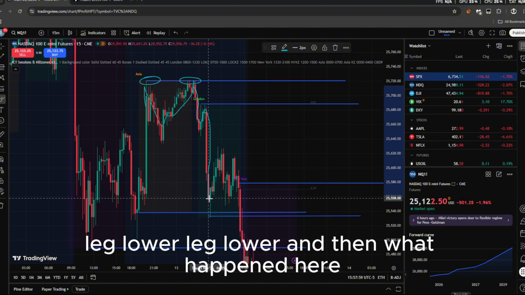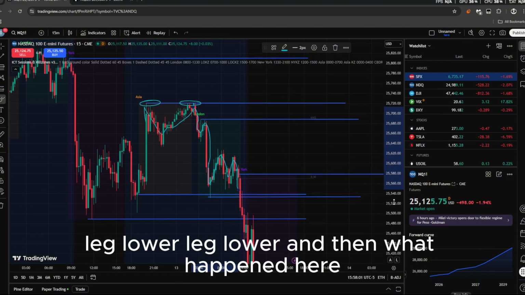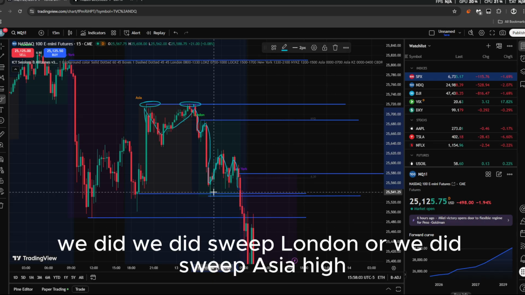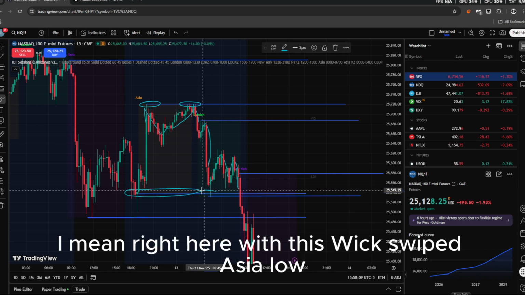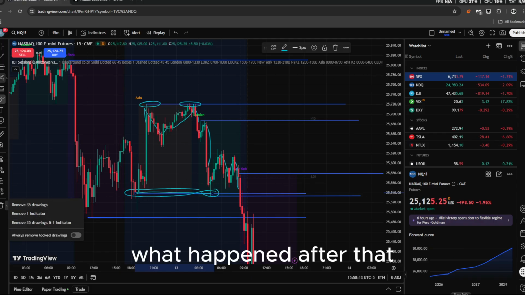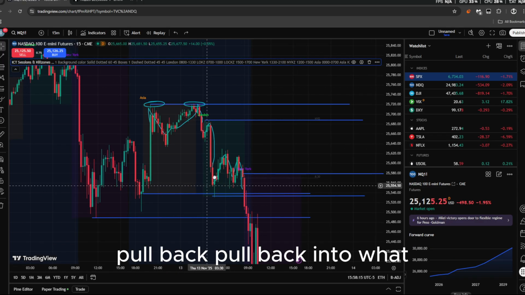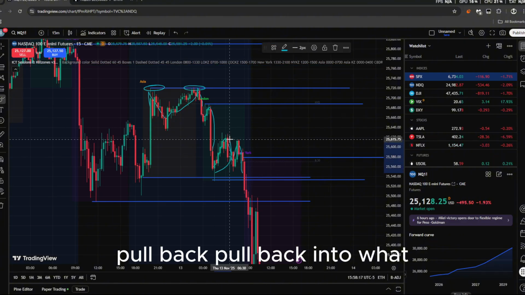Leg lower, and then what happened here? We did sweep London. Oh, we did sweep Asia high. We had a sweep of Asia low. I mean, right here, with this wick, swept Asia low. What happened after that? Pull back into what?